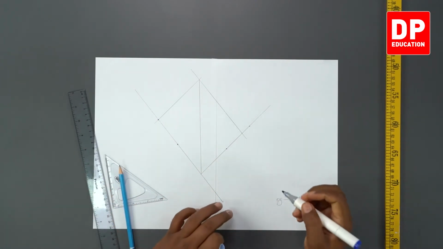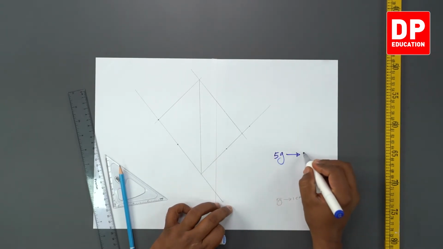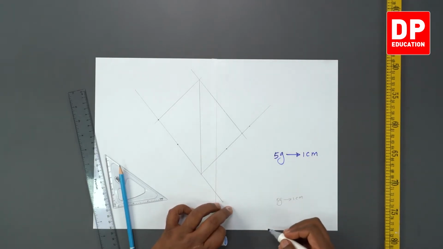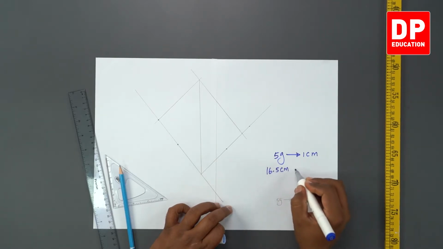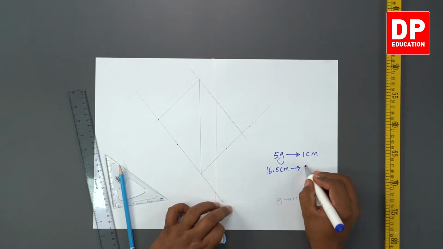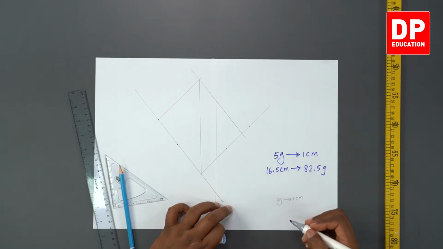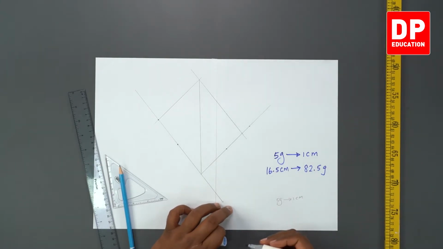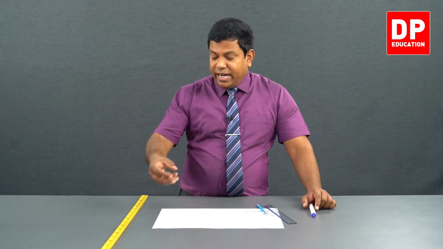The scale I took is 5 grams is given by 1 centimeter. Now I have got 16.5 centimeters. Multiply that by 5, you get 82.5 grams. 16.5 into 5 is 82.5 grams. Actually, I have used 90 grams in the middle, but we are getting 82.5. That is because of the errors that can happen in this experiment.